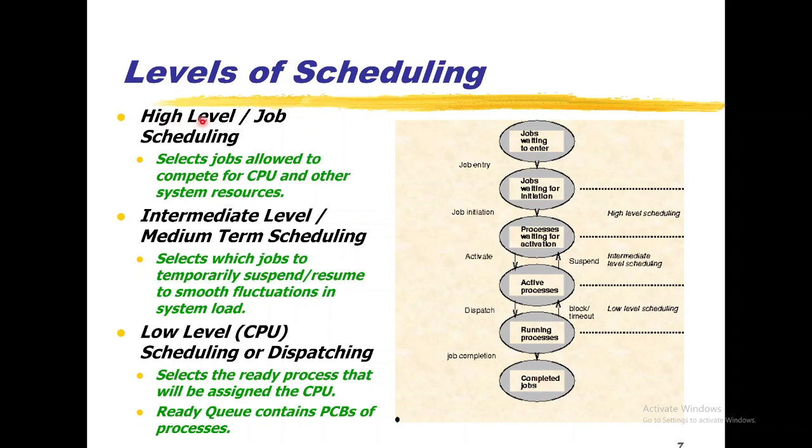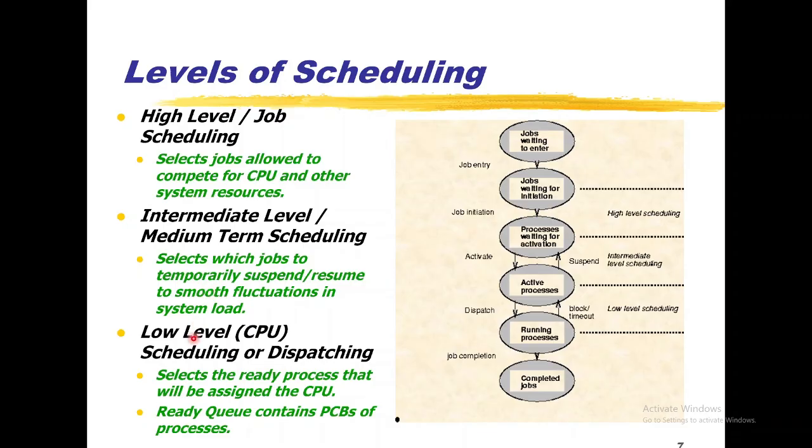High level scheduling, or job scheduling, selects jobs allowed to compete for CPU and other system resources. It selects jobs from the job pool for them to use the CPU. At the intermediate level, or medium-term scheduling, we select jobs to temporarily suspend, to smooth fluctuations in the system. At that level, processes are already running, so you know they have already started being executed.